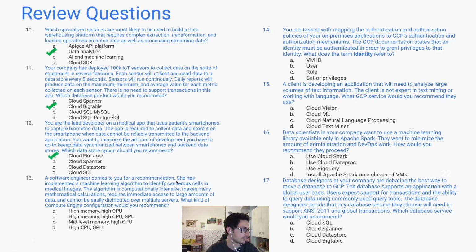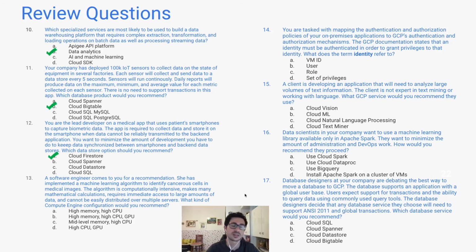A software engineer comes to you for a recommendation. She has implemented a machine learning algorithm to identify cancerous cells in medical images. The algorithm is computationally intensive, makes many mathematical calculations, requires immediate access to large amounts of data, and cannot be easily distributed over multiple servers. What kind of Compute Engine configuration would you recommend?